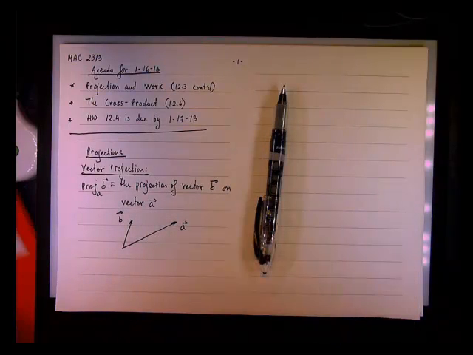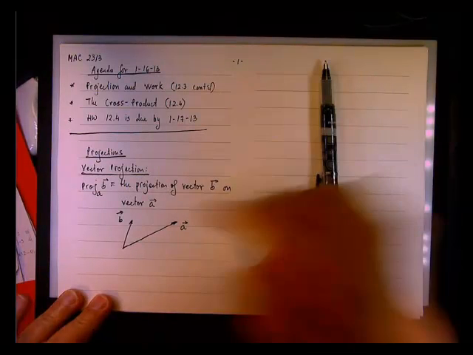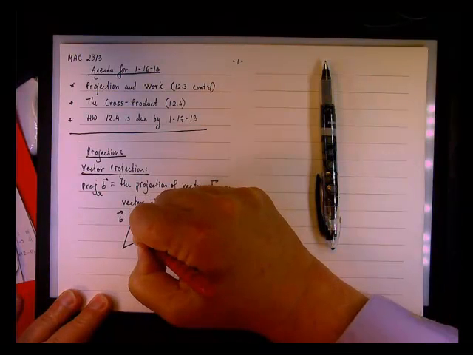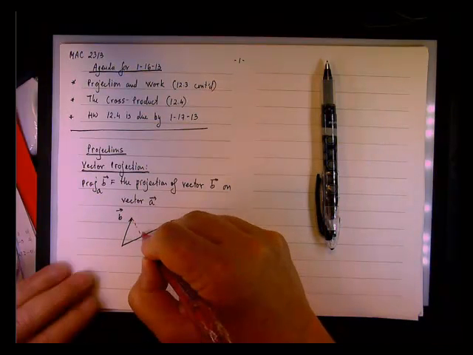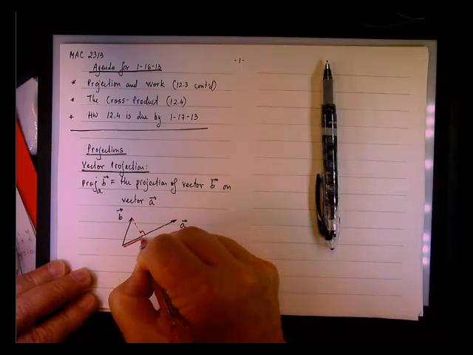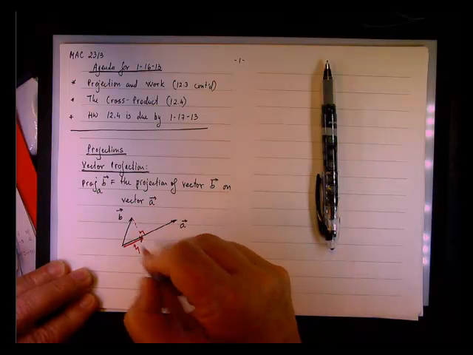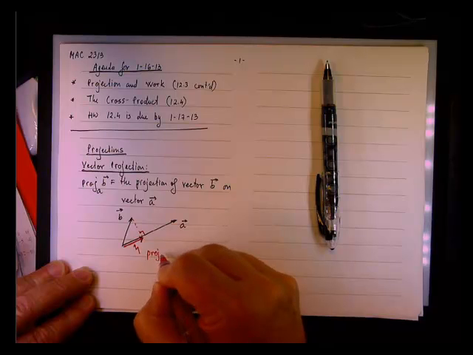I said that this is the projection of vector B on vector A. So if the two vectors are like that, and if we drop a perpendicular from the endpoint of vector B on vector A, here we have 90 degrees, this portion is the projection. And this projection of a vector is a vector, but scaled.